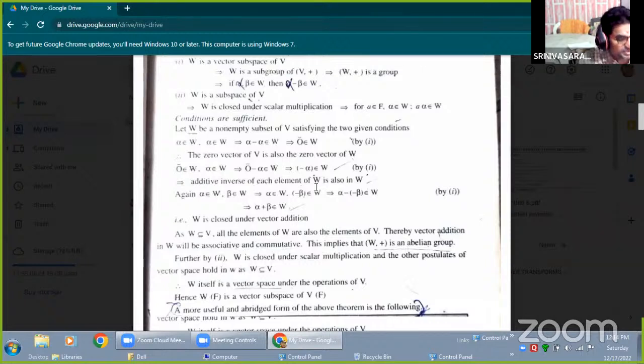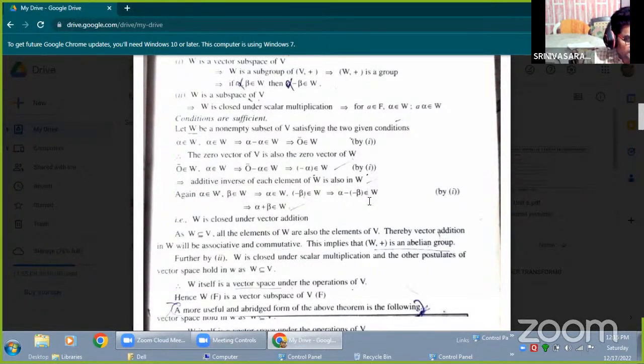The additive inverse of each element of W is also in W. In the same manner, alpha and minus beta belong to W. Alpha belongs to W, beta belongs to W, and the inverse of the element beta is minus beta. So alpha and minus beta, those elements, satisfy the first condition.